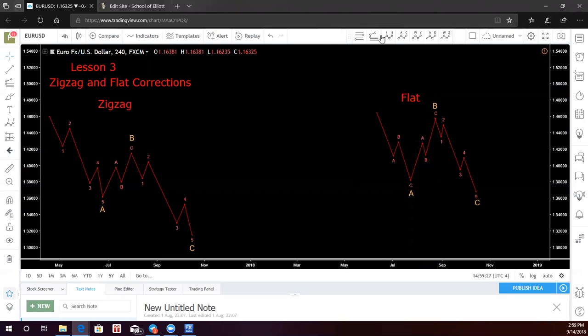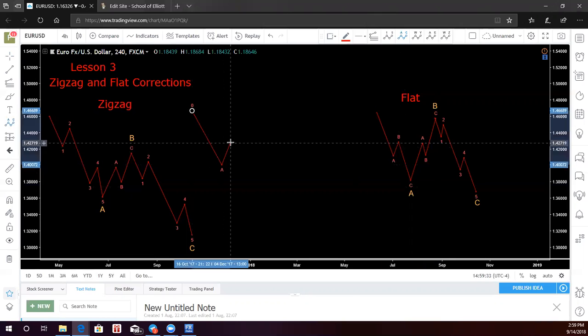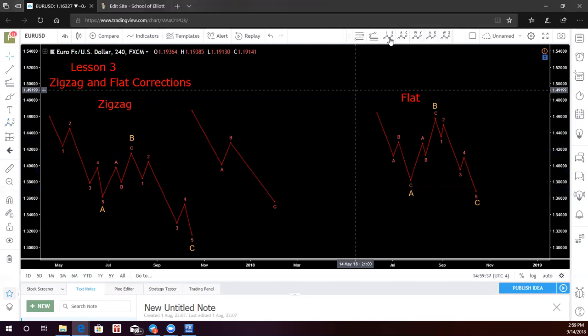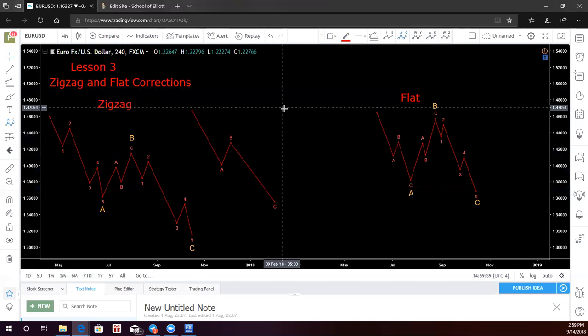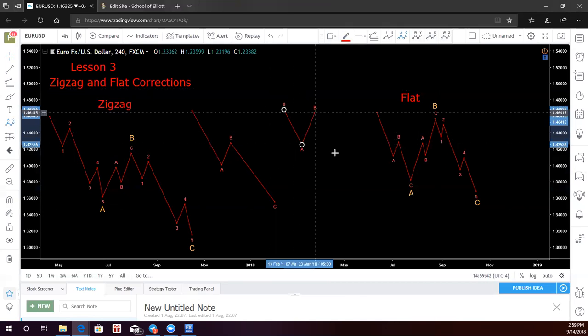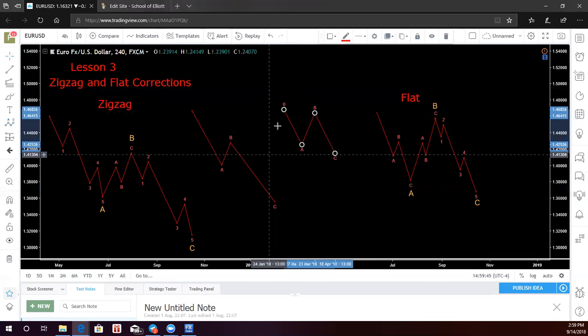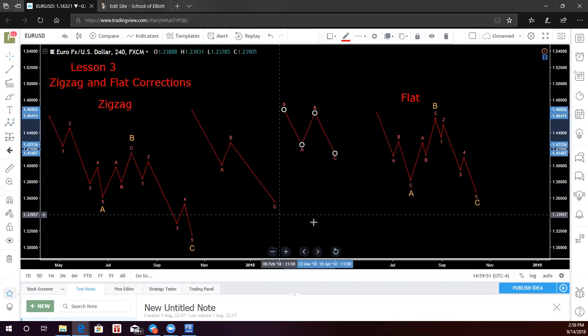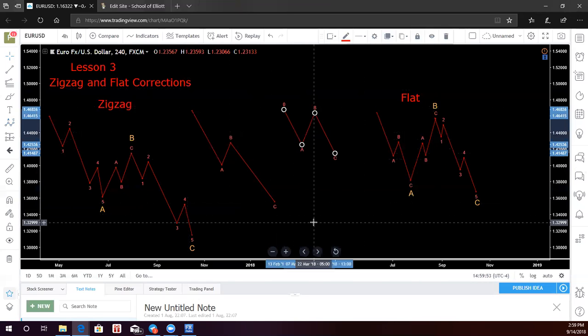So in real time or on a live chart, they would most likely look something like this. A zigzag versus how a flat would look, something like this. And as you can see, a flat is more so sideways, whereas a zigzag is a sharper movement.